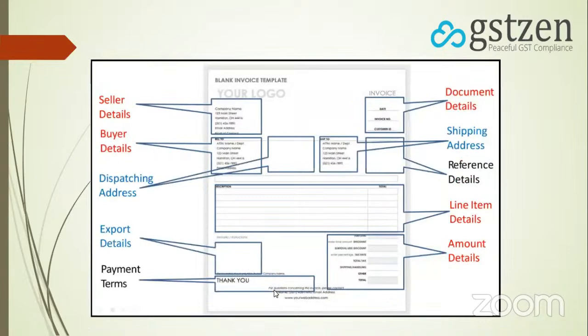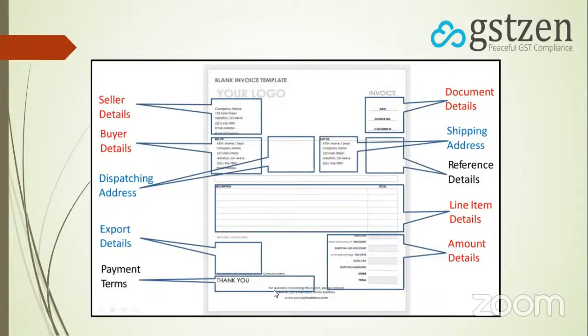Now these are some of the optional fields like reference details, customer PO number, customer PO date. Those also you can provide. Payment terms, if you want to mention that the amount has to be paid within a certain time period, or you want to provide your bank details, those are all optional details that you can provide while generating the e-invoice.